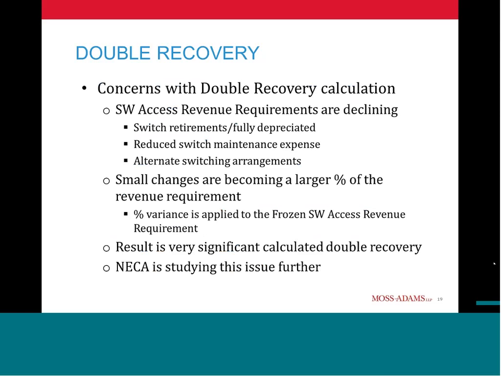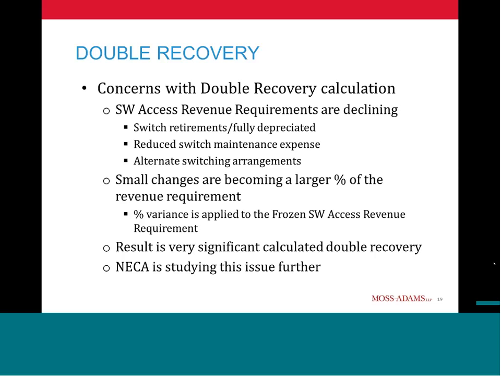Okay, so some concerns though with that double recovery calculation, and we and others have had some discussions with NECA. Certainly not going to put any words in anyone's mouth and say that NECA is committed to making changes to this calculation, but they're looking at potential changes based on some concerns that have been raised. It's primarily driven by the fact that actual switched access revenue requirements are declining, and in many cases significantly so. Companies are converting their networks from hosts or remotes to concentrators, and switches are being retired or they're becoming fully depreciated. So there's a lot of different reasons why those switched access revenue requirements are reducing.